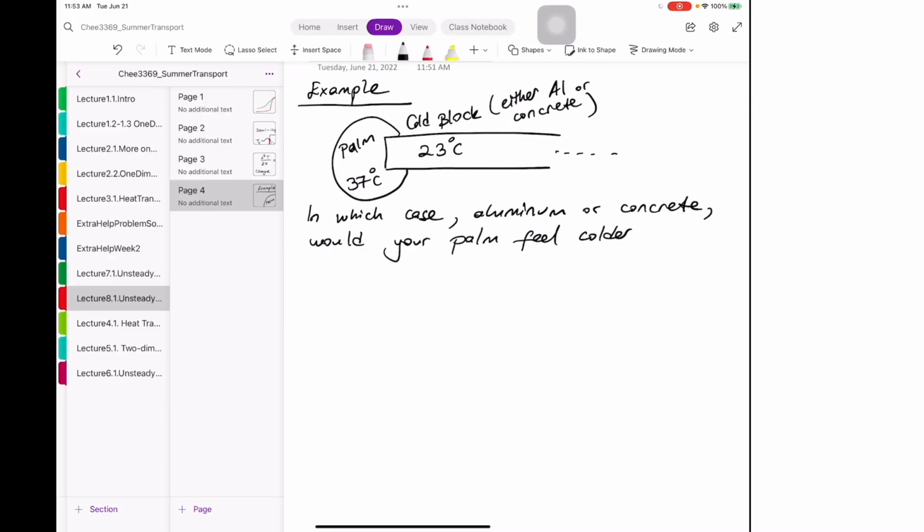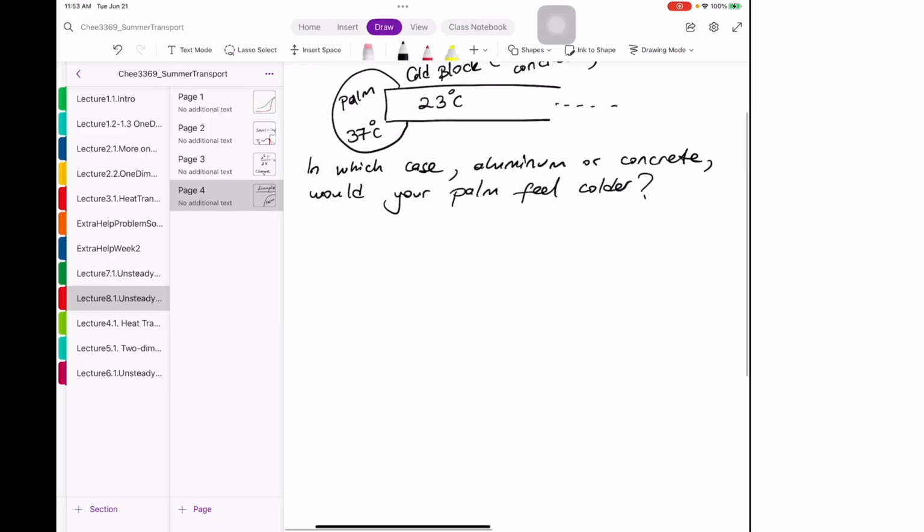So one thing important is our body does not differentiate the temperatures, but it differentiates the temperature fluxes. Our skin is sensitive to heat fluxes, not the exact temperatures.